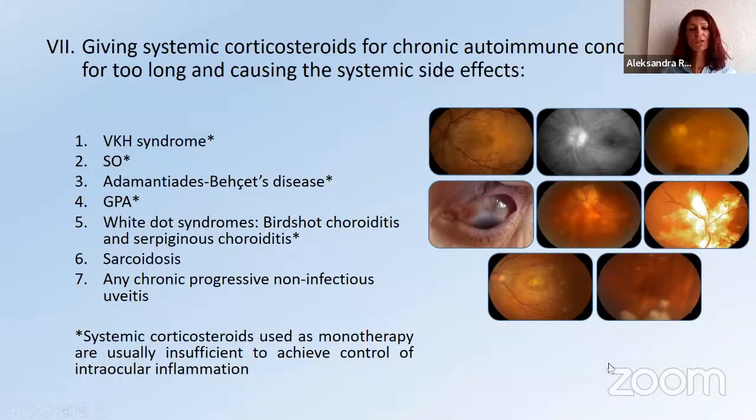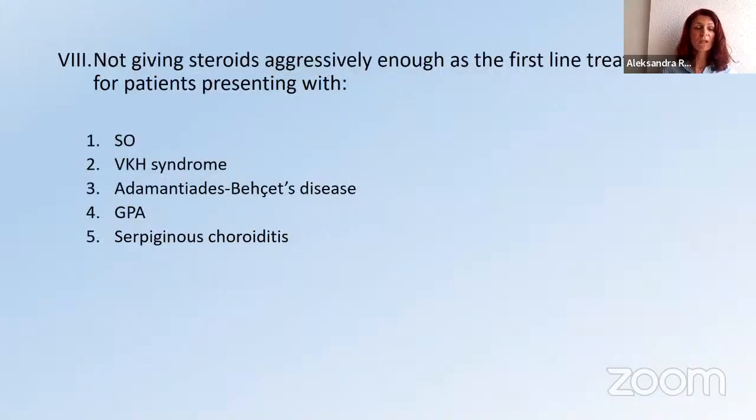Systemic steroids, usually used as a monotherapy, are insufficient to achieve control of intraocular inflammation. And in those cases, quite early introduction of a second line of medications, which is immunosuppression, is needed. And the final point is not giving steroids aggressively enough as the first line treatment for patients who need it. For example, presenting with sympathetic ophthalmia, VKH syndrome, Behçet's, granulomatosis with polyangiitis, and serpiginous choroiditis.